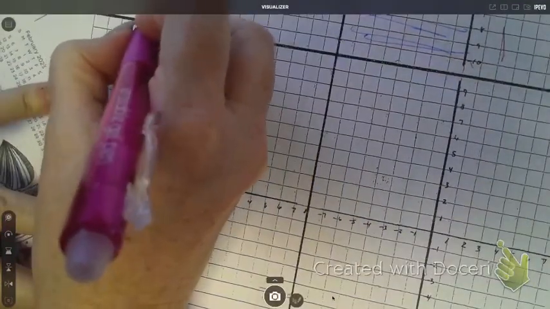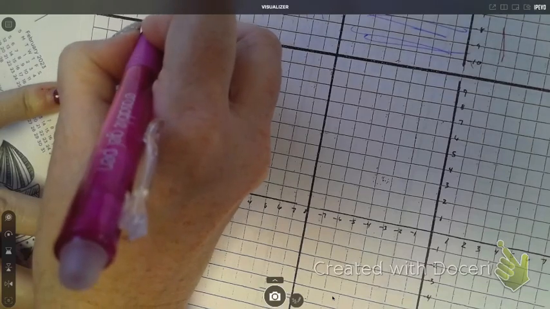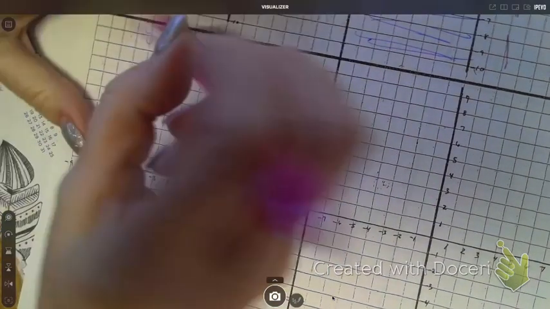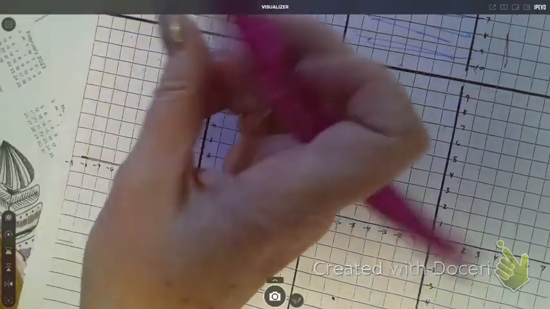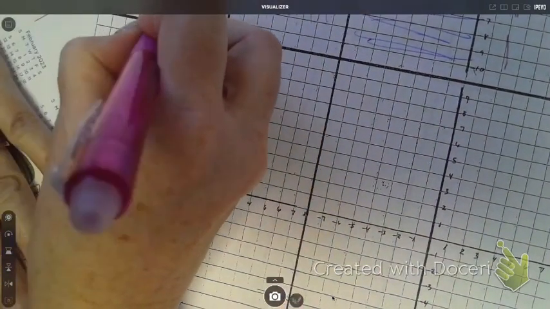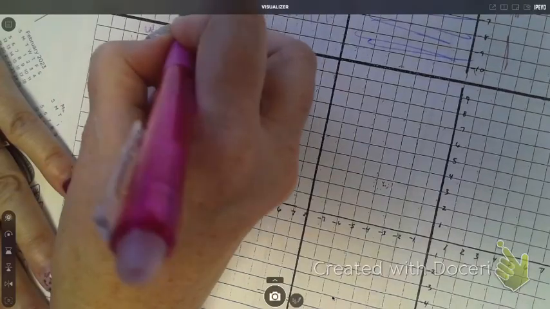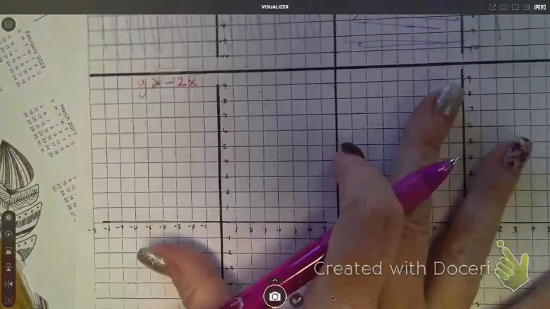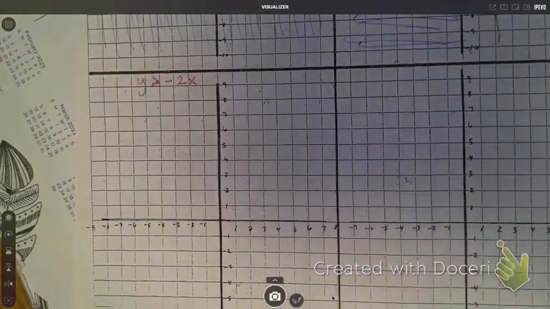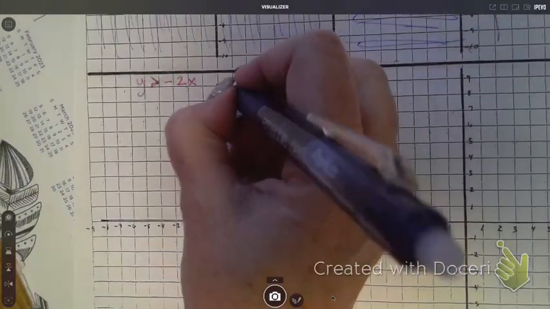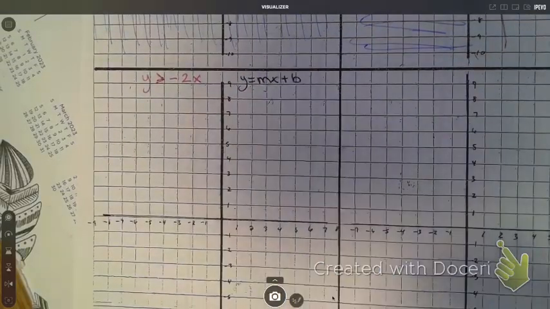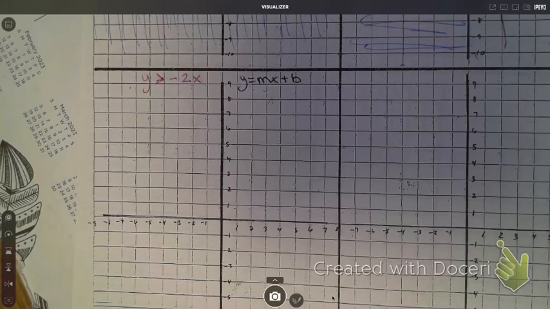So now I have y is greater than negative 2x. Okay, so when we graph a line, we want it in what form? Slope-intercept form, y equals mx plus b. So what is my y-intercept?